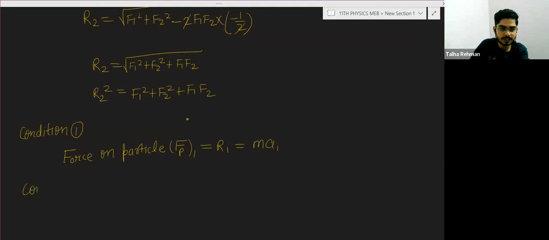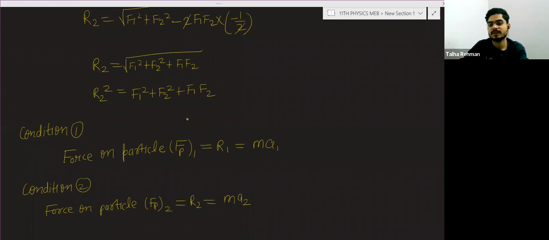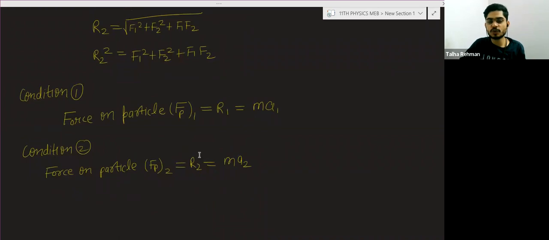Now for the condition 2, force on particle for the condition 2 will be R2, and this R2 is equal to mass of the particle into the acceleration. Here acceleration will be different, here acceleration will be different.